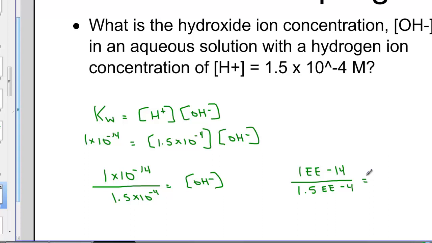a common answer. My EE sits on top of my comma key, so I have to go second function, EE, and I have negative 14. I'll divide out 1.5, scientific notation key, EE, and that's to the negative 4th power. My screen says 6.6 repeating, E negative 11, so we'll put 6.67 times 10 to the negative 11th molar units is our concentration of the base ion.